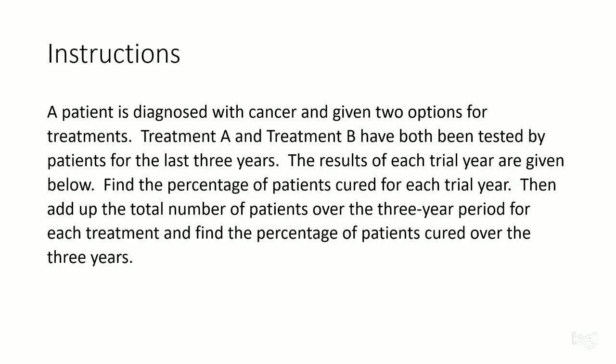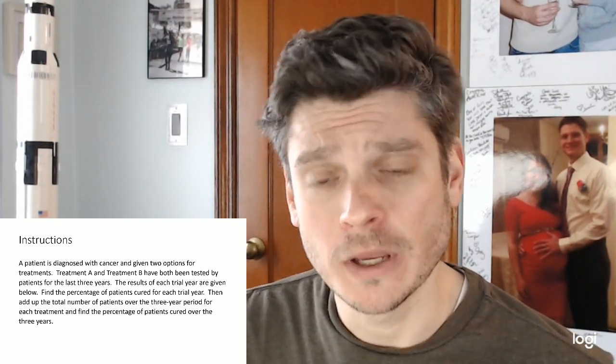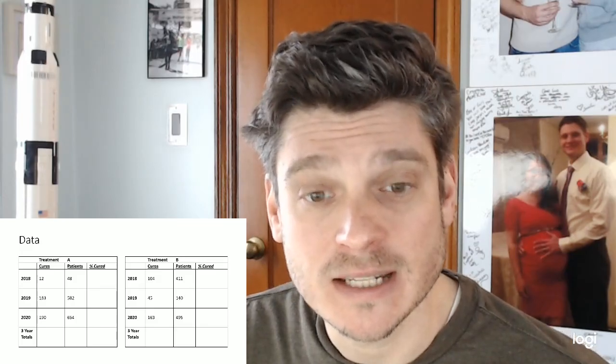The instructions say we have a patient who's diagnosed with cancer and is given two options for treatment. Treatment A and treatment B both have been tested on patients for the last 3 years. The results of each trial year are given below, and I'm going to show you in just a second on the screen. What we want to do is find the percentage of patients that were cured for each trial year. Then we're going to add up each of the trials over the 3 years, and once we add up the 3 years, we're going to look at the overall percentages of people getting better. So let's take a look at the data.